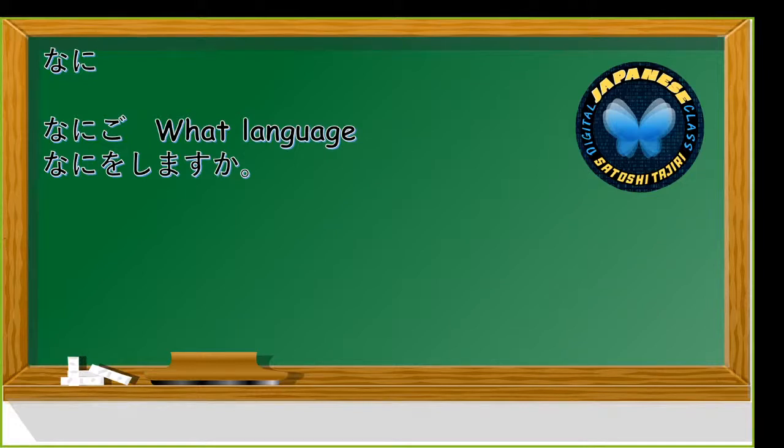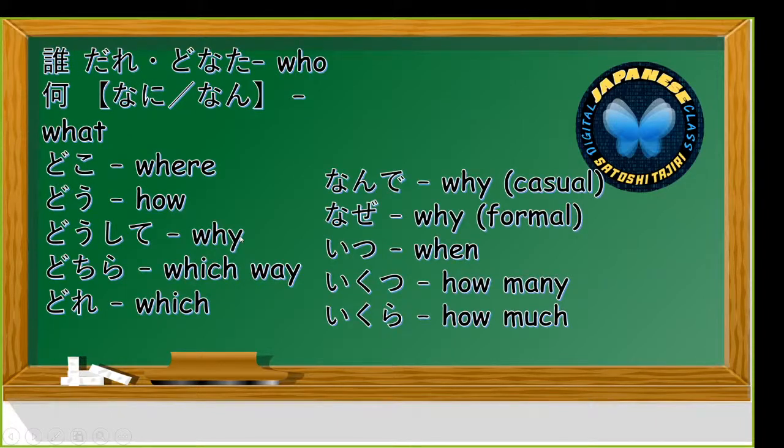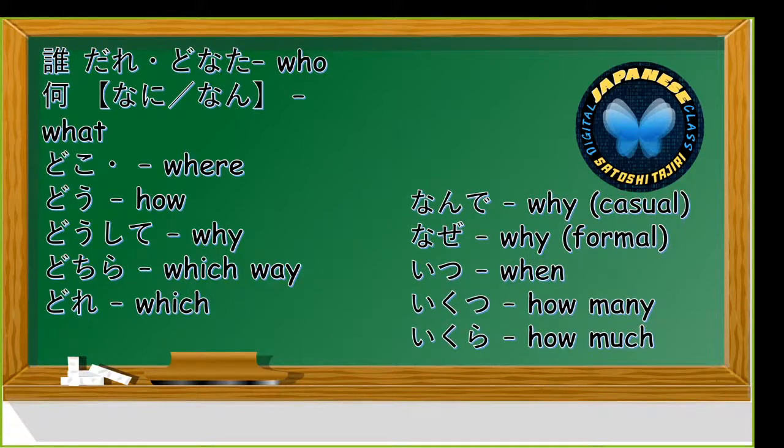Now, let's go on with some of the words. We're clear now with our nani and nan. And we have our doko. Let's have Sneed. What is the polite form of doko? Dochira. Very good. So for our dochira, aside from being polite, you can also use that to compare two things. But this one becomes the polite form of where.